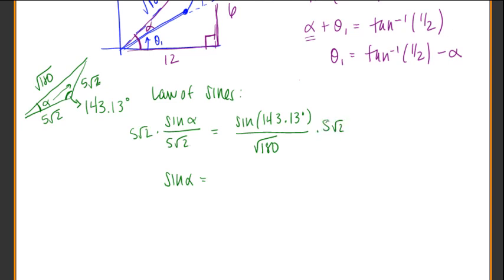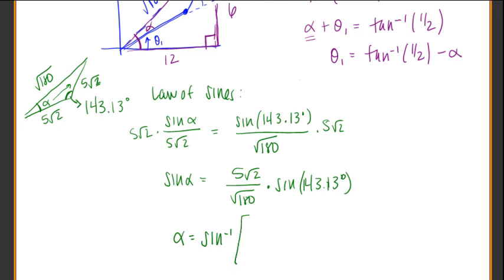Then we'll get sine of alpha to be 5 square roots of 2 over the square root of 180, and then times the sine of 143.13 degrees. Okay, and to get alpha by itself, we're going to do the inverse sine of all of this. So 5 square roots of 2 over the square root of 180 times the sine of 143.13. All right, let's see what we get when we plug this into our calculators.